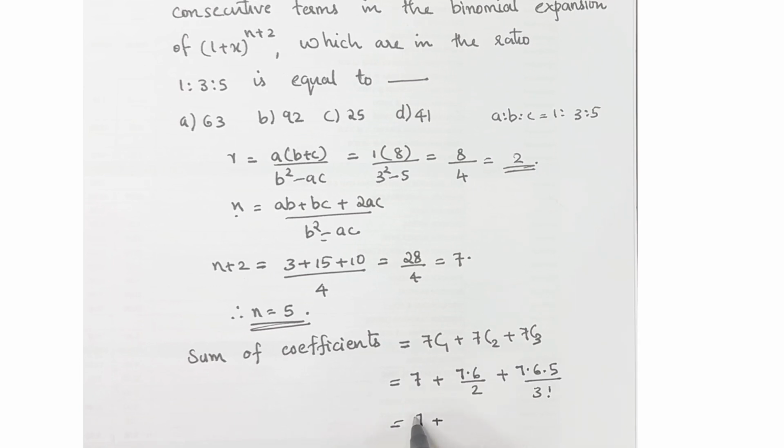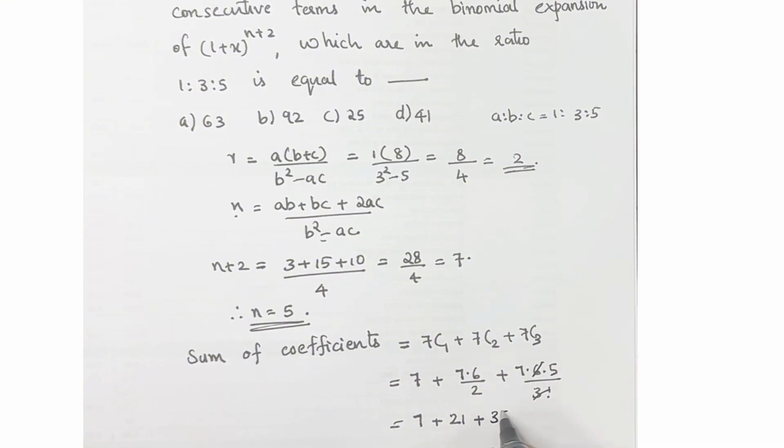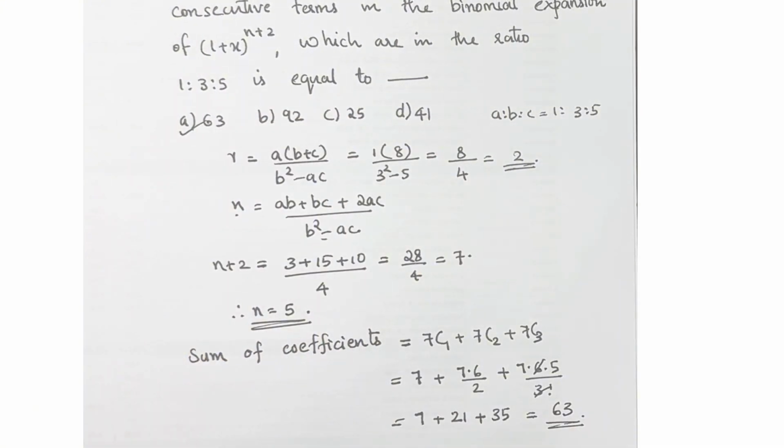That's equal to 7 plus 42 by 2 which is 21, plus, here 3 factorial is 6, so cancel. Now 7 into 5 is 35. That's equal to 35 + 21 + 7, which is 63. So 63 is the sum of the coefficients. That is, option A will be the correct answer.